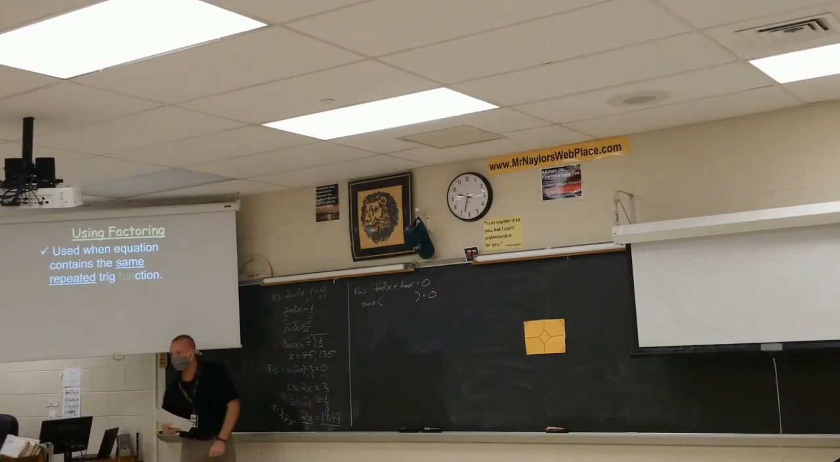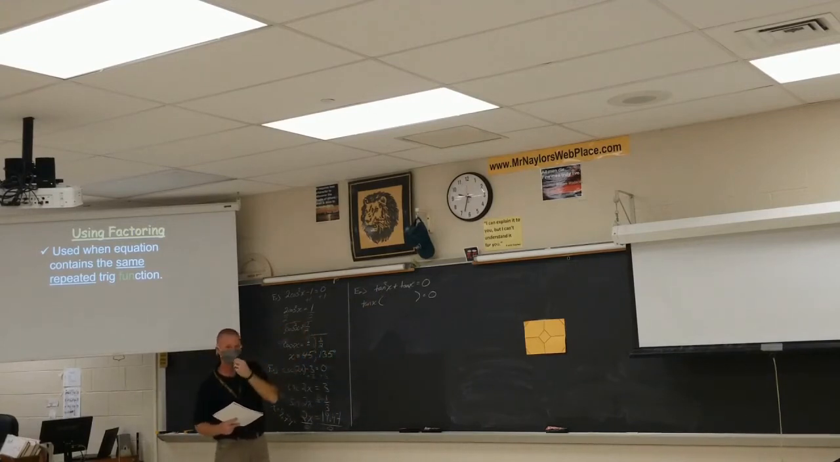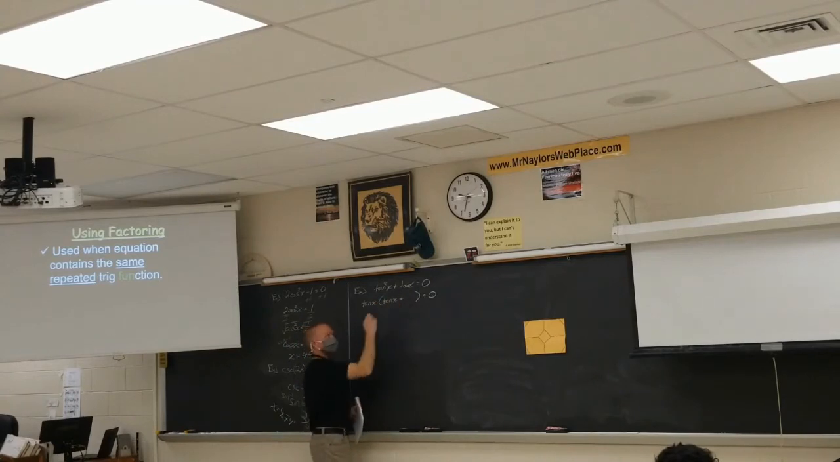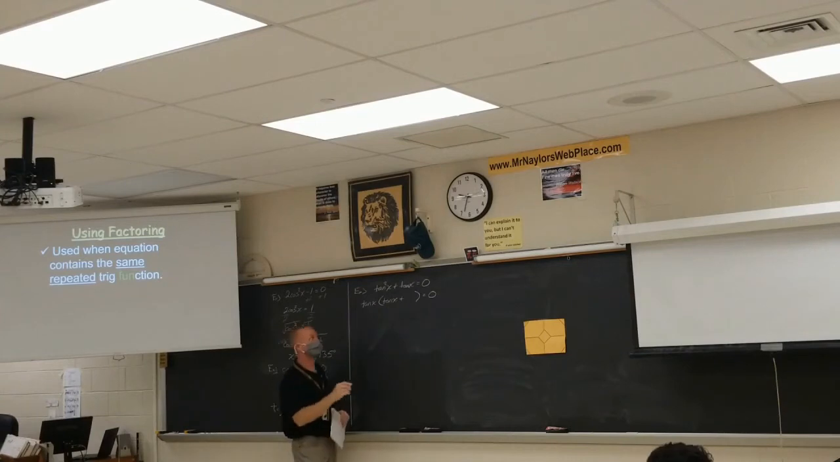Well, you don't need me to tell you, do you? What do you get when you take tangent off of tangent squared? It's like you're dividing it off. So now you're down to tangent. And what happens when you take tangent off of tangent? It's like you're dividing it. So you're down to 1.